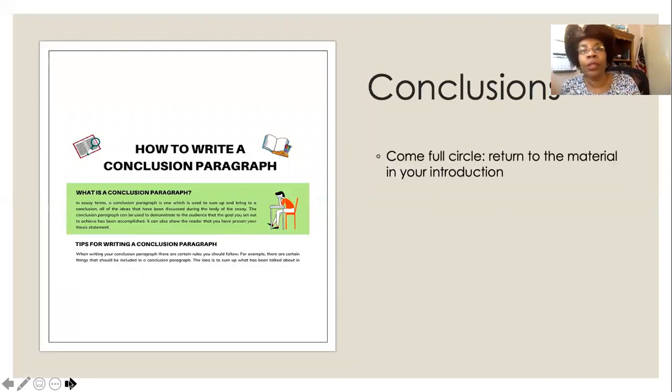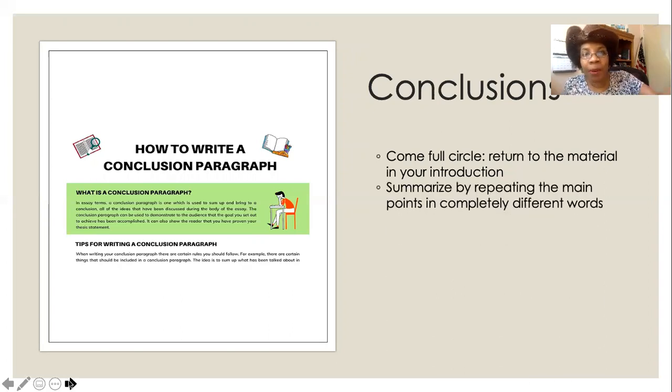So you could come full circle, return to the material in your introduction, right? Summarize by repeating the main points in completely different words. You're going to use completely different words. So one of the things that I want you to learn how to do is to communicate the same thought in completely different words. Practice writing your thesis statement in completely different words at least 4 or 5 times, and you can put one of your thesis statements in your conclusion, right?